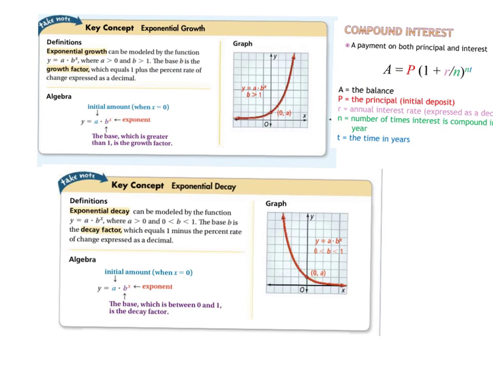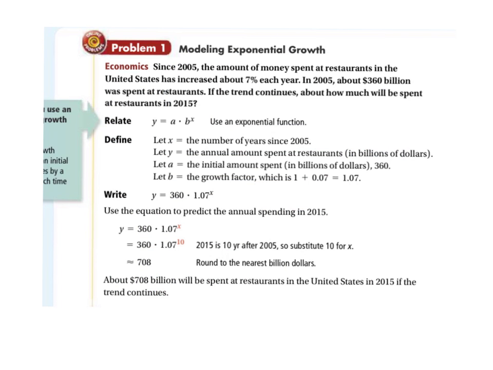Now the thing is, I can expect you to find any one of these things that I'm looking for if I give you certain bits of information. So modeling exponential growth, nice example here. Since 2005, the amount of money spent at restaurants in the United States has increased about 7% each year. In 2005, about $360 billion was spent at restaurants. If the trend continues, how much will be spent at restaurants in 2015? So in that 10 years worth of growth. Notice you could also use this one if you wanted to go back in time. Like, okay, what was it 10 years before that, right?